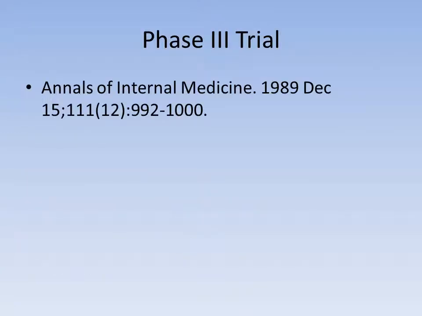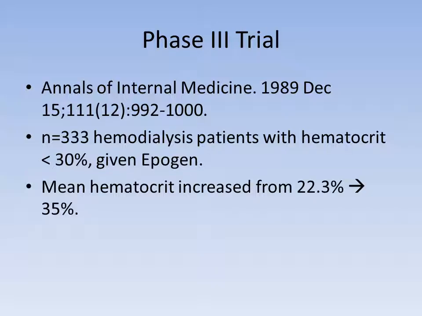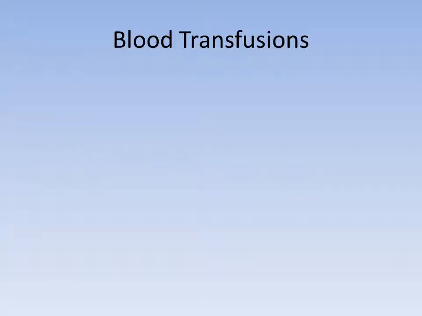He also published a phase 3 trial of 333 hemodialysis patients with hematocrits less than 30% who were given Epogen. Their mean hematocrit increased from 22 to 35%. And basically the transfusion rate decreased from over 1,000 in the previous 6 months to virtually none. So the introduction of recombinant erythropoietin basically replaced the need for blood transfusions in dialysis patients.